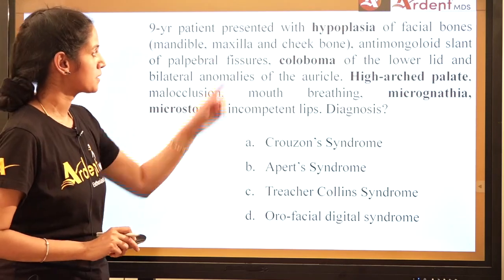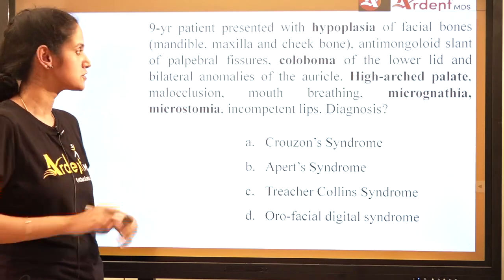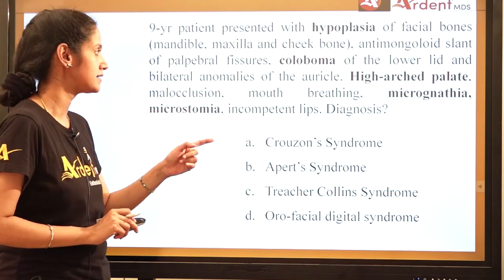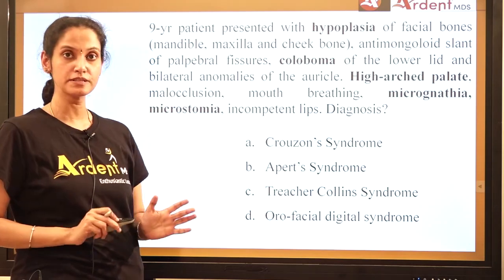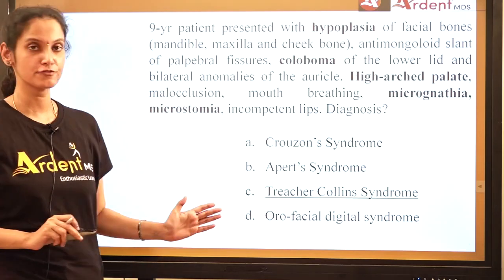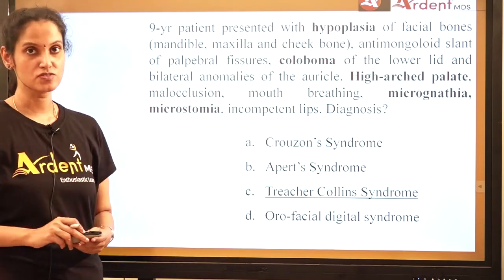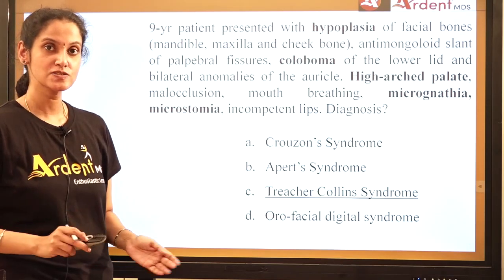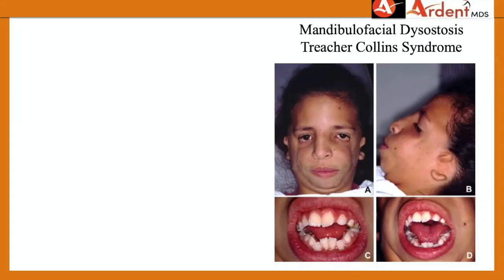A 9-year-old patient presented with hypoplasia of facial bones, maxilla, mandible, cheekbone, antimongoloid slant, palpebral features are slanting, coloboma of the lower lid, bilateral anomalies of the auricle, high arch palate, micrognathia, mouth breathing, malocclusion, microstomia, small mouth, incompetent lips, very characteristic of Treacher Collins syndrome, or otherwise called mandibulofacial dysostosis. Otherwise called Franceschetti-Zwahlen-Klein syndrome. If possible, try remembering this word.